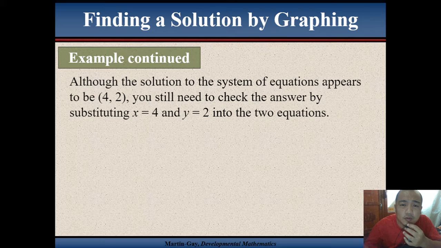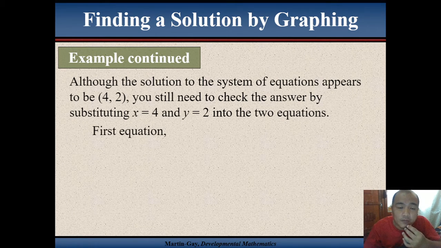So, although the solution to the system of equations appears to be 4, 2, we still need to check the answer by substituting x equals 4 and y equals 2 into the two equations. Check natin to verify if 4, 2 is really a solution to the system of equations. For the first equation, 2x minus y equals 6. Is it true? 8 minus 2 equals 6.